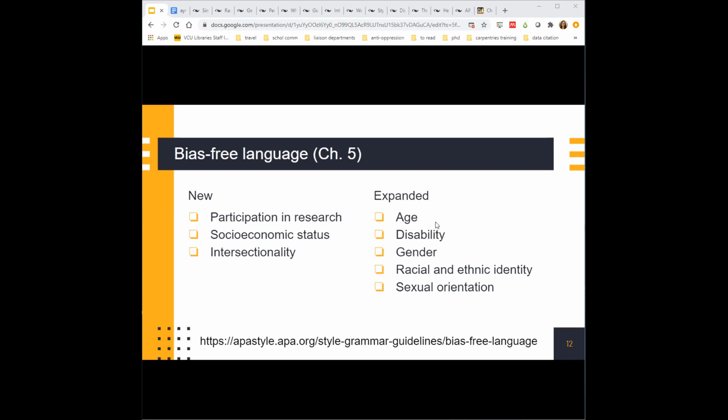And you can see that I've included links to the APA Style blog, where it provides much more detail and examples about bias-free language.